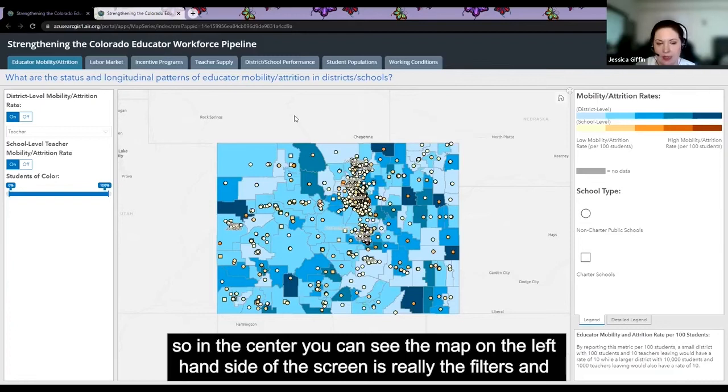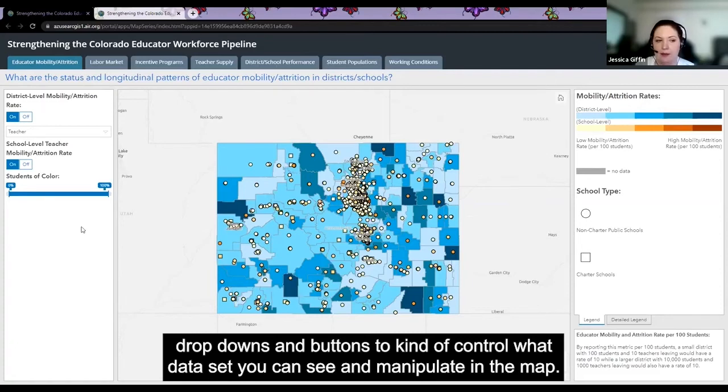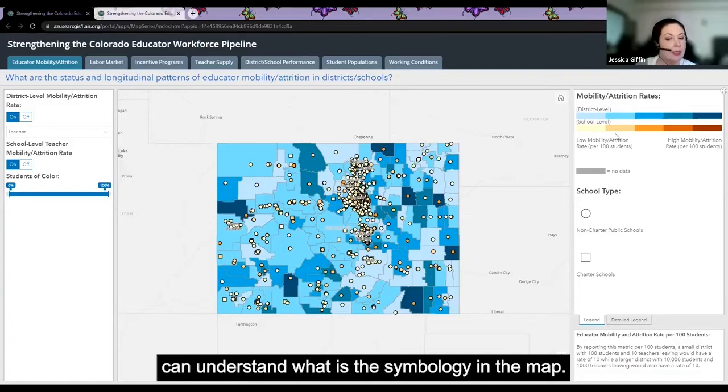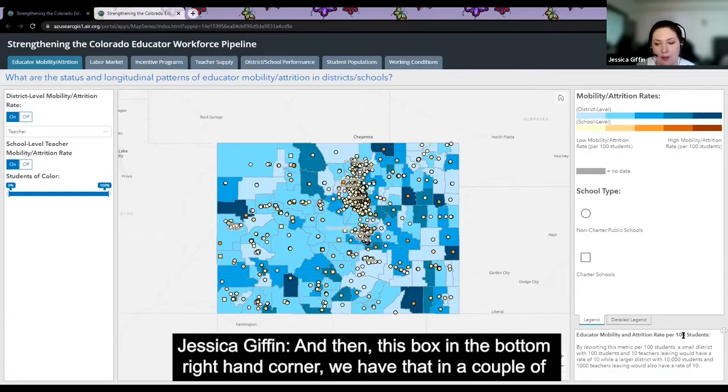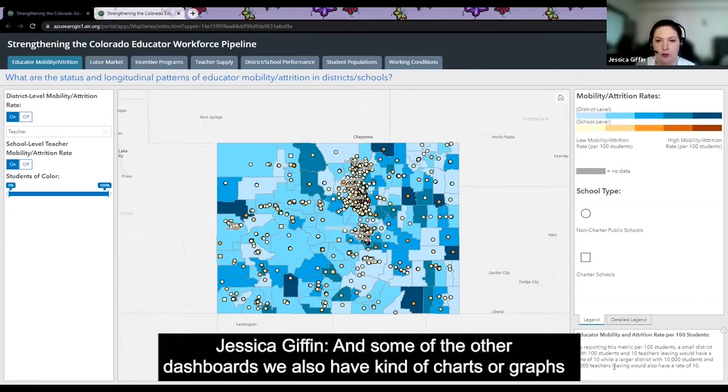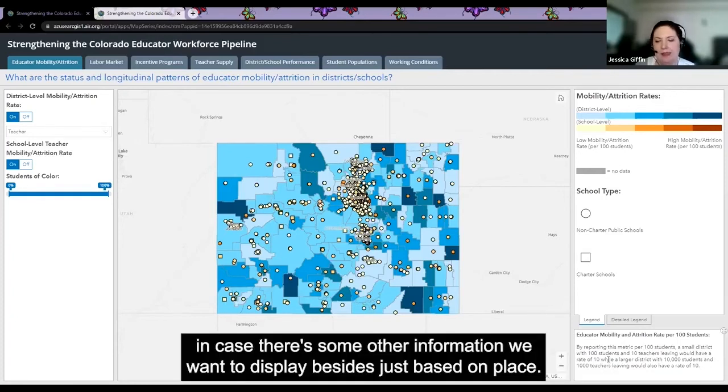So in the center, you can see the map. On the left-hand side of the screen are the filters, drop-downs, and buttons to control what data sets you can see and manipulate in the map. On the right-hand side is our legend, so we can understand the symbology in the map. And this box in the bottom right-hand corner, we have in a couple of dashboards, where they might define specific terms or other key things to know about the analysis. In some of the other dashboards, we also have charts or graphs in case there's other information we want to display besides just based on place.